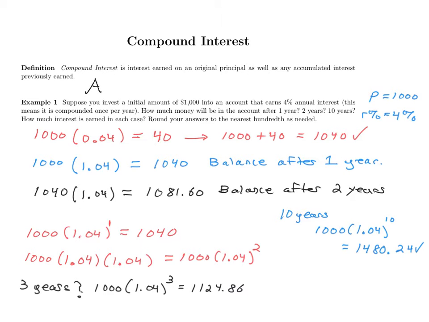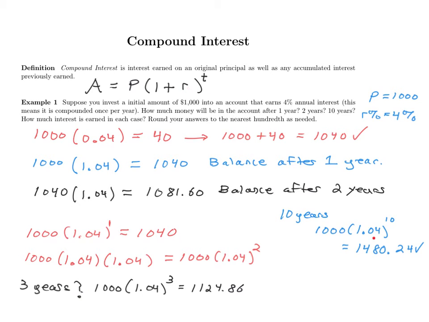I'll now state the formula for compound interest if you're compounding once per year. I'll call it A. It's equal to the principal. In our case, it was 1,000. And you multiply that by 1 plus the interest rate as a decimal to the power of t, where t is the number of years if r is an annual interest rate.